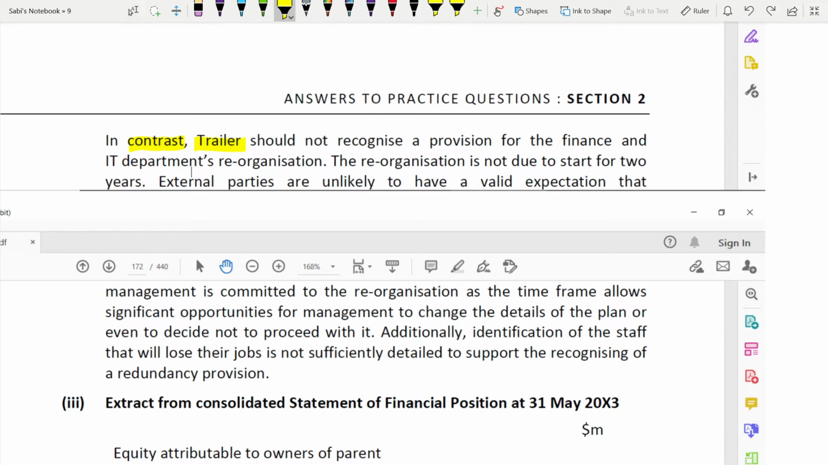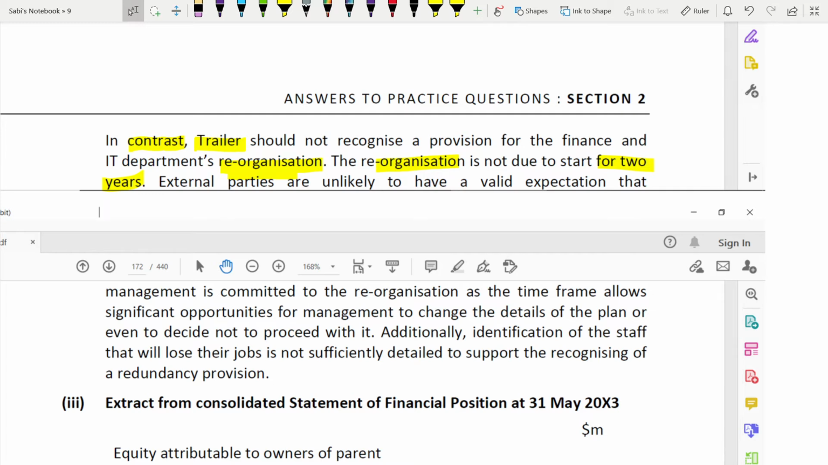Why? Because the reorganization is not due to start for 2 years. It's not starting for 2 years. So if it's not starting for 2 years, how can you say you recognize the provision? Common sense. So external parties are unlikely to have a valid expectation that management is committed. You are giving the facts from the case study only. Now you have to talk about the external parties. Remember, when talking about restructuring, you need to talk about external parties also who will be affected.